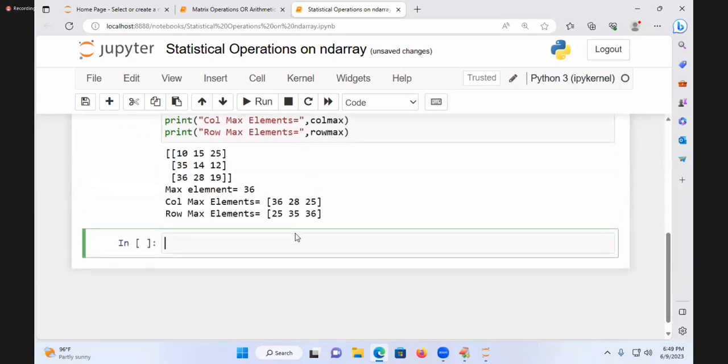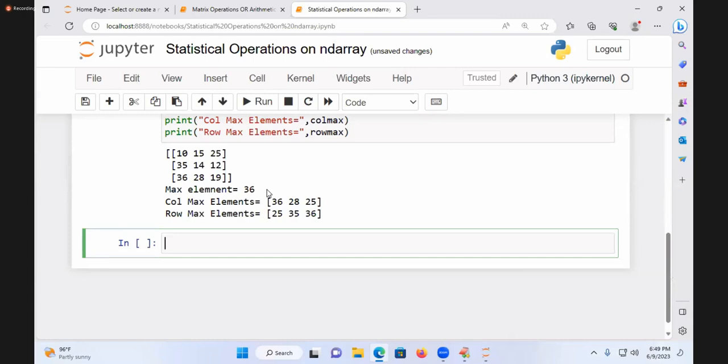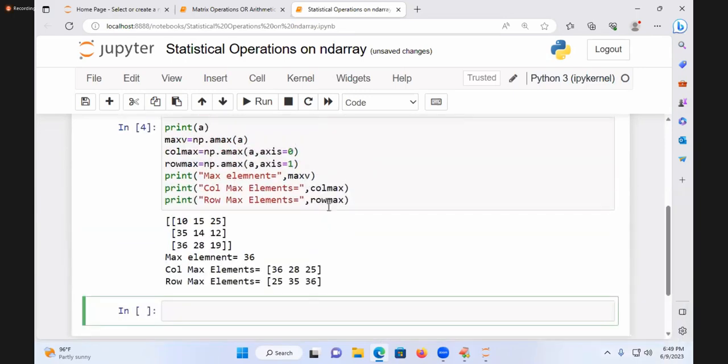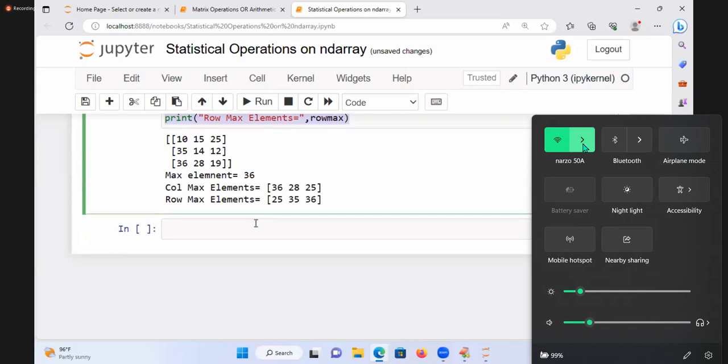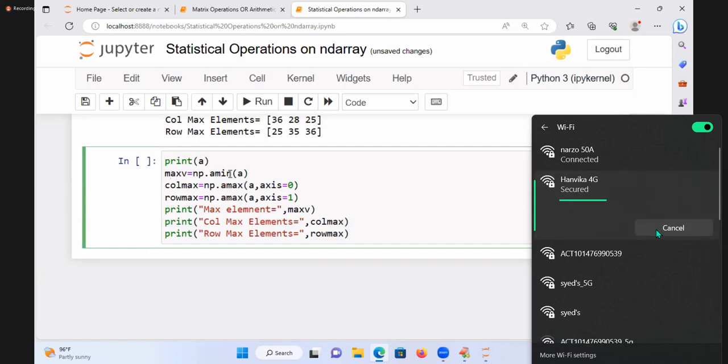And you know, row and column wise, which is the highest one? 36. What is the highest one? 28. What is the highest one? 25. Next, 25. Next one, 35. Next one, 36. Got it? This is called printing highest and lowest. Similarly, I will go for A min also. What is the next case? A min. Come on, mention it here. What is this? A min. I will write it, you know.